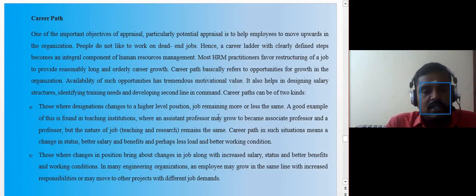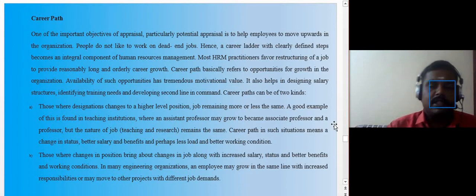Then there are those where changes in position bring about changes in the job along with increased salary, status, and better benefits and working conditions, as in many engineering organizations. An employee may grow in the same line with increased responsibilities or may move to other projects with different job demands.